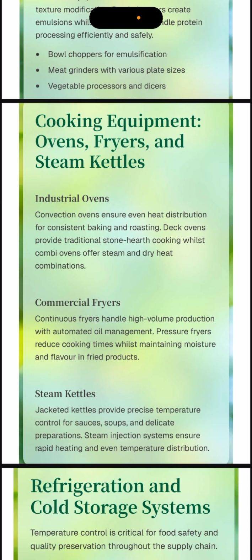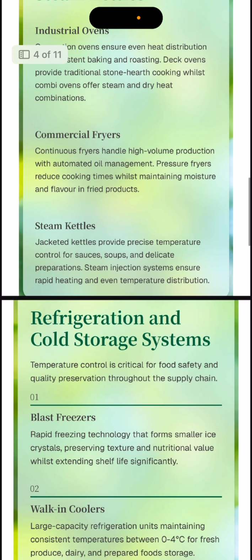The jacket is a hollow space surrounding the kettle where steam is circulated. This provides a gentle, uniform, and indirect heat source that prevents scorching, which is critical when working with sensitive ingredients like sugar in confectionery or dairy in sauces.